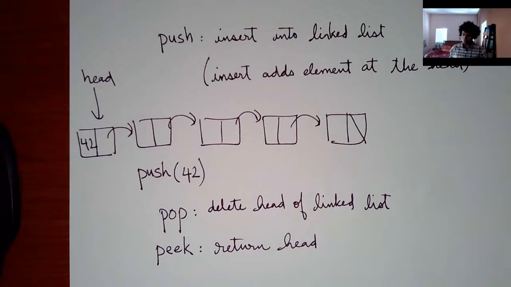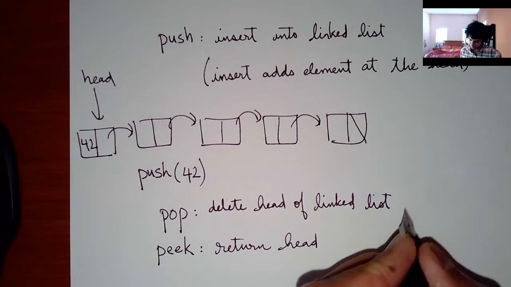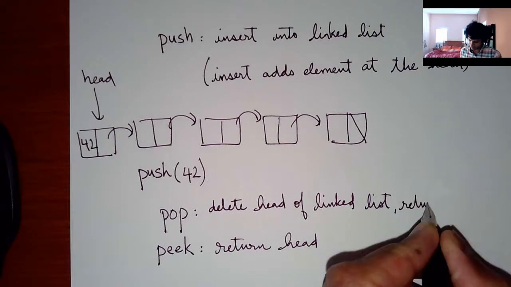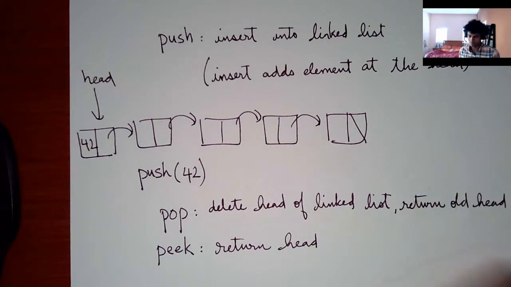Okay, so yes. That's right. So you would delete and return the old head. But if you think about the delete function that I implemented, it automatically does that. Remember that it returns a pointer to the node that just got deleted. Right? And that's why the implementation of the linked list that I gave you has that functionality.